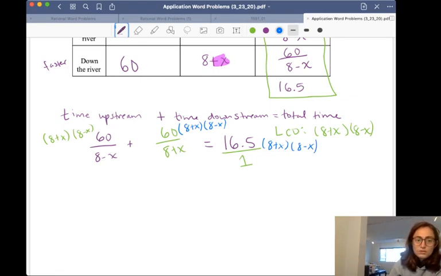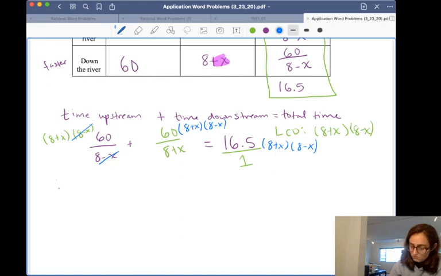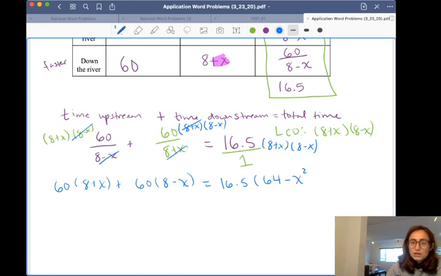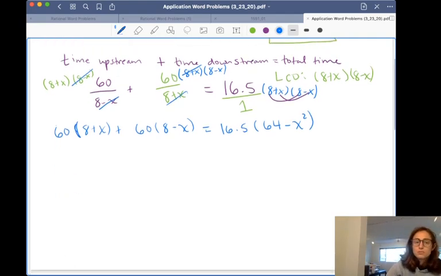All right, so now these two are going to cancel. So I'd have 60 times 8 plus x is what's left in my first fraction. And then here, these two cancel. So this would be 60 times 8 minus x equals 16.5 times 64 minus x squared. Okay, in that step, I just distributed 8 times 8 is 64, and then x times x is negative x squared. The middle terms cancel out. Okay, so at this step, if you don't need any more help, you can fast forward to problem number 2.